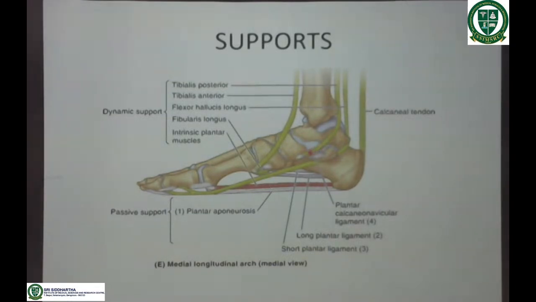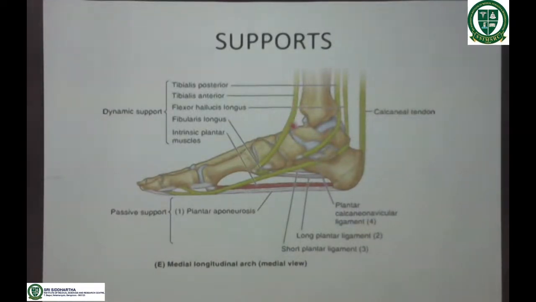Tibialis posterior. Then behind that you are seeing this tendon, the flexor hallucis longus. Hallucis refers to the big toe. Here, flexor hallucis longus. So the tibialis anterior and the tibialis posterior support the arch from the anterior and from the posterior aspect.